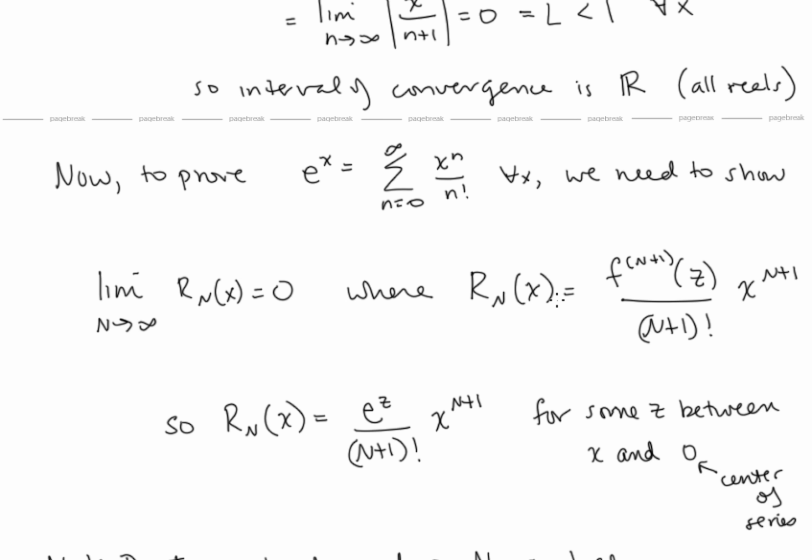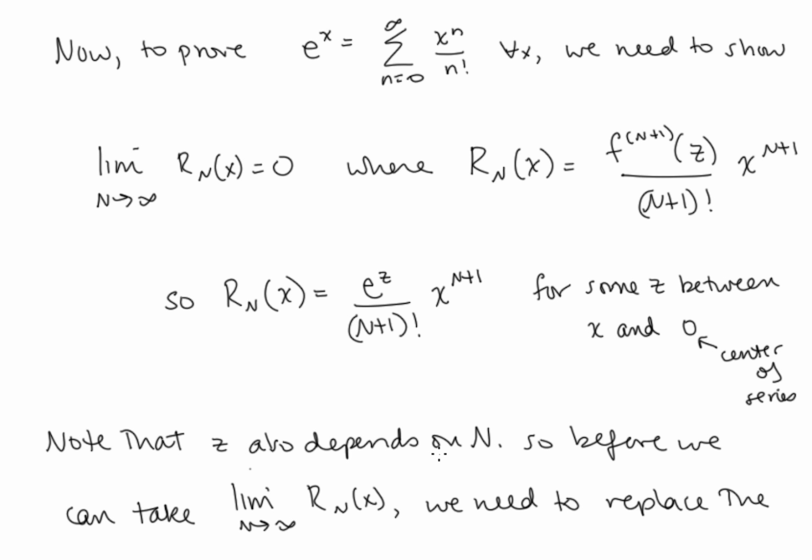So by Taylor's formula, we know that we can write r sub n this way. This is an n plus first derivative evaluated at some value z between x and 0. Remember, between the x value for which we're evaluating and the center of the series. So that looks like this for this function. And we want to prove that this goes to 0 as n goes to infinity.